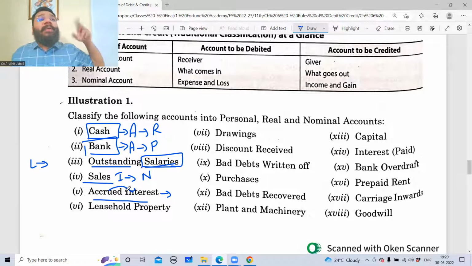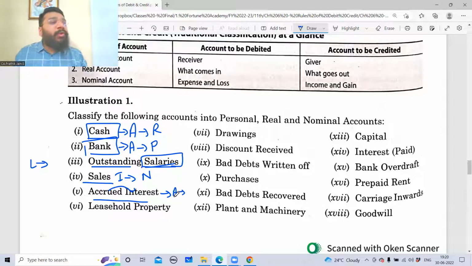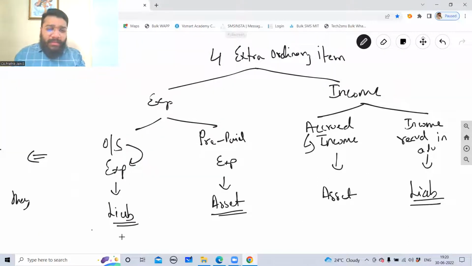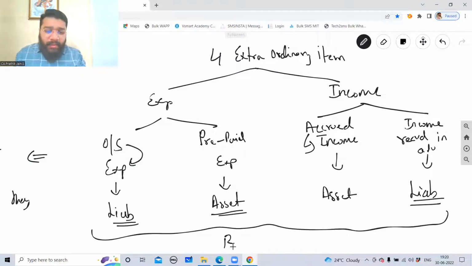So outstanding interest means interest payable, which I'll pay in future, liability. Accrued interest means receivable in future. Anything that I receive in future is an asset. So asset quadrant. And the rule it follows? Real. Representative personal account. Blindly, these four cases, where will they come? Representative personal account. Very simple.